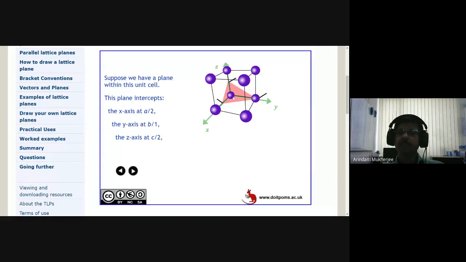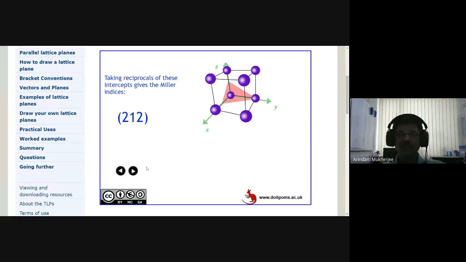So I will say that on the y axis, b is 1. So this is a half, b is 1, c is a half. Then you take the reciprocal of this. Remember, if you have a pen and paper, you had half, 1, half. So if you take the reciprocal, you get 2, 1, 2, and that is your Miller indices.